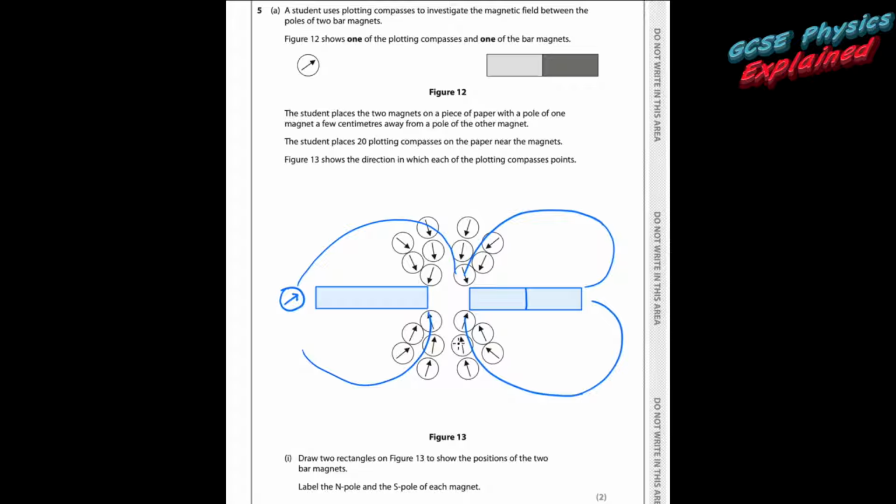And remember, the magnetic field comes out of the north and goes into the south. So it's going in, that must be south, that's coming in, so that must be south, and then that'll be north, and then that'll be north. So the magnetic field will be coming round like that.